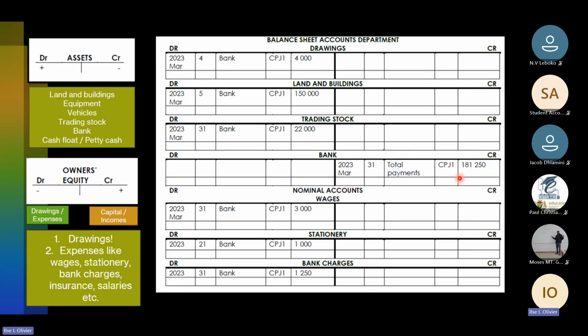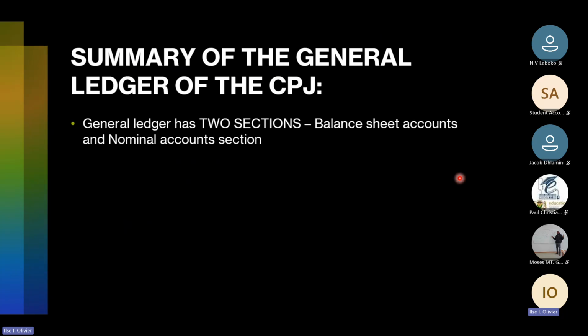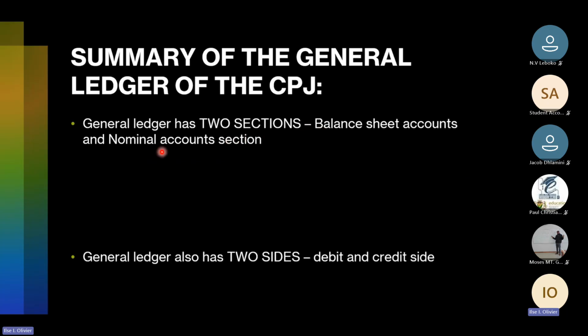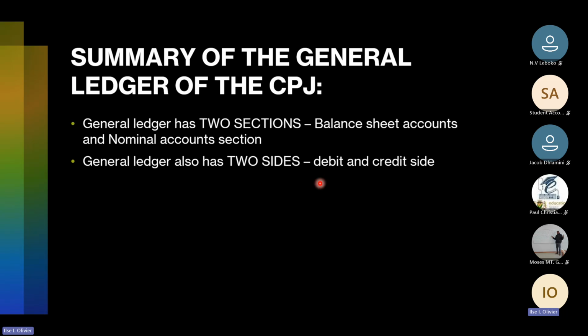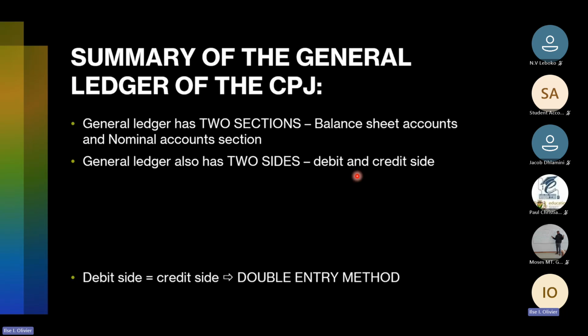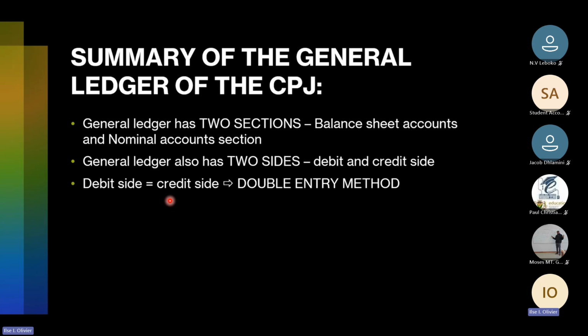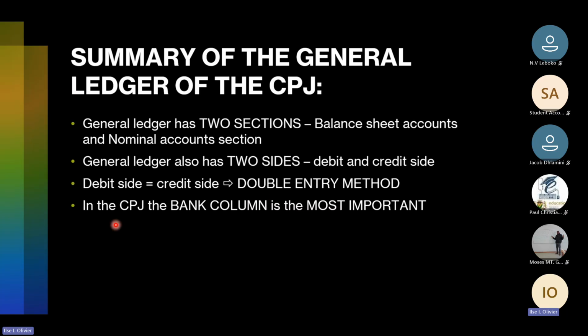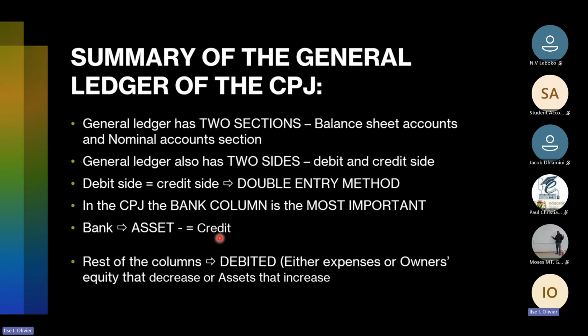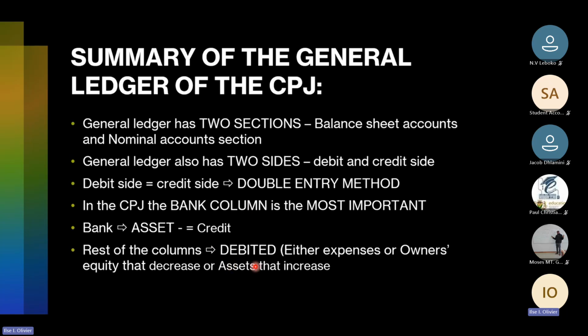For every debit, there is a credit. To summarize, remember the general ledger has two sections called the balance sheet account section and the nominal account section. It also has two sides, the debit and the credit side, that look exactly the same. Remember that the debit side must equal the credit side because we call this the double entry method. In the CPJ, the bank column is the most important. What do you know about it? Bank is an asset that decreases, so it's going to be credited. So the rest of the columns are going to be debited. It's either an expense or drawings that decrease our owner's equity or an asset that increases.